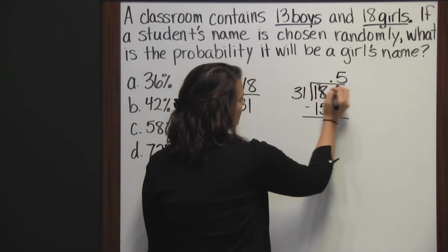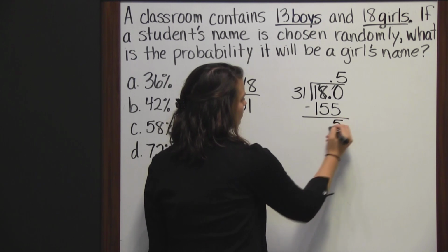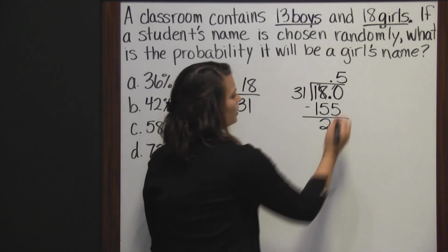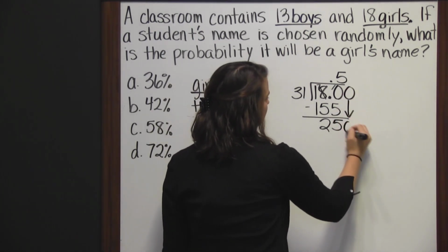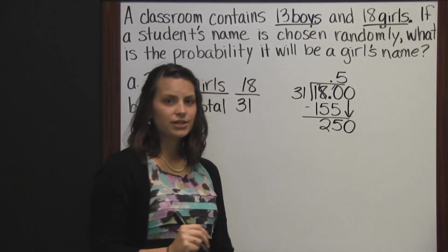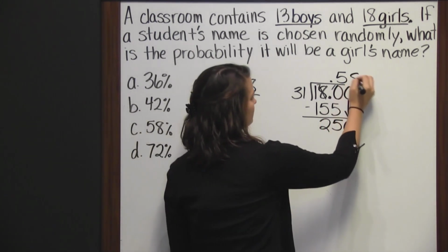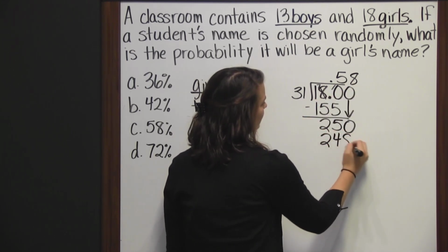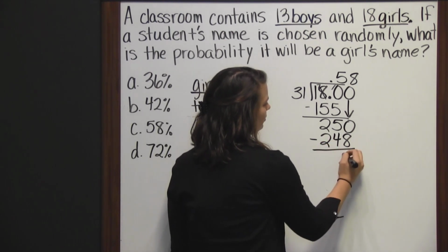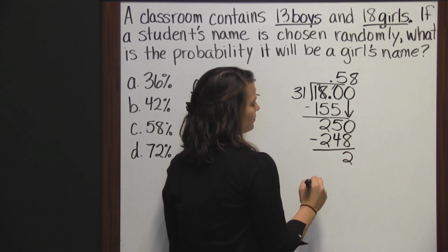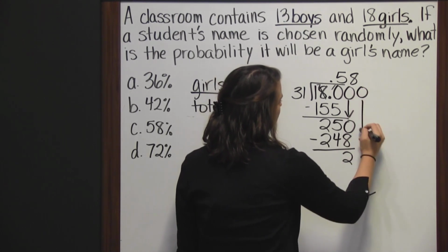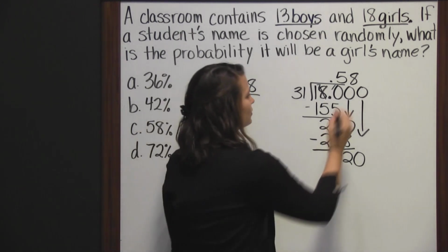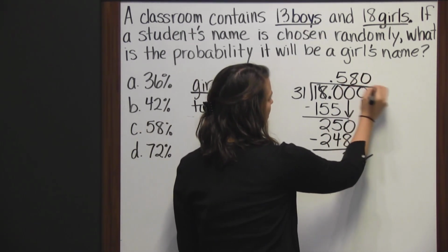Borrow from the 8 becomes a 7. Then we have 10 minus 5, which is 5. And 7 minus 5, which is 2. Then we add a 0 and bring it down. And 31 goes into 250 8 times. 31 times 8 is 248. We subtract and we get 2. Then you can add a 0 and bring it down. But 31 doesn't go into 20. So we get 0. Goes into 20 0 times.